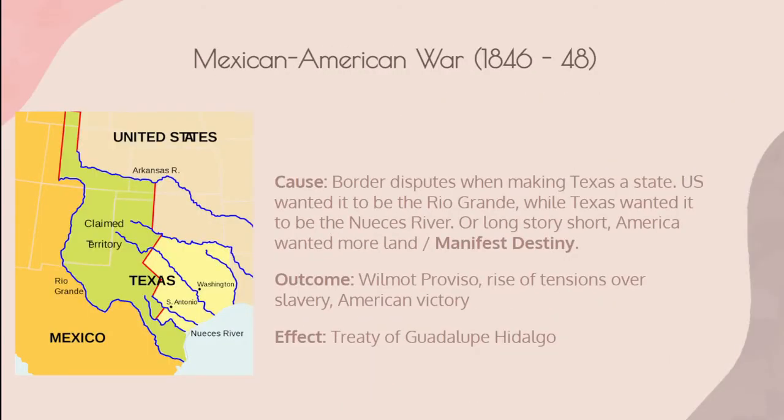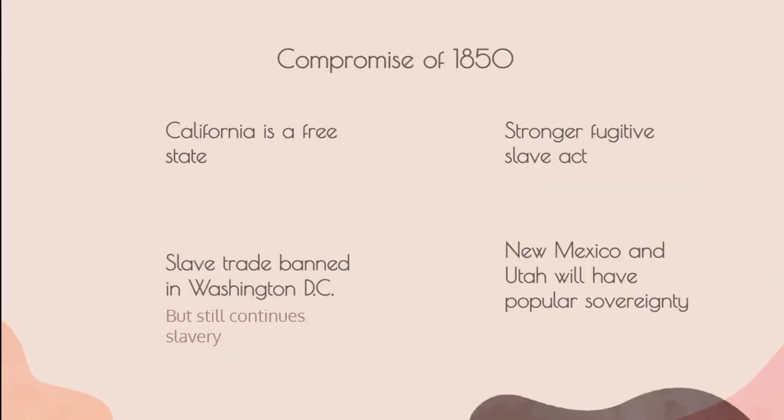Alright, and going back to see our effects. So, we see the effect was the Treaty of Guadalupe Hidalgo. I didn't make a slide on this, it wasn't very significant overall, it was just that America got the border that they wanted and paid some money for Texas. That was really all.